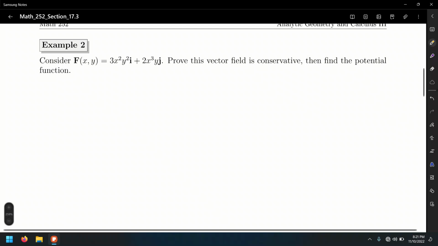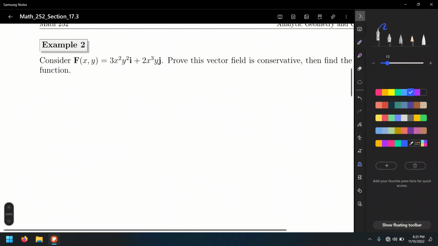So number one, let's go over one example. Let's consider this vector field F(x, y) = 3x squared y squared in the direction of i plus 2x cubed y in the direction of j. Prove that this vector field is conservative and then find the potential function.